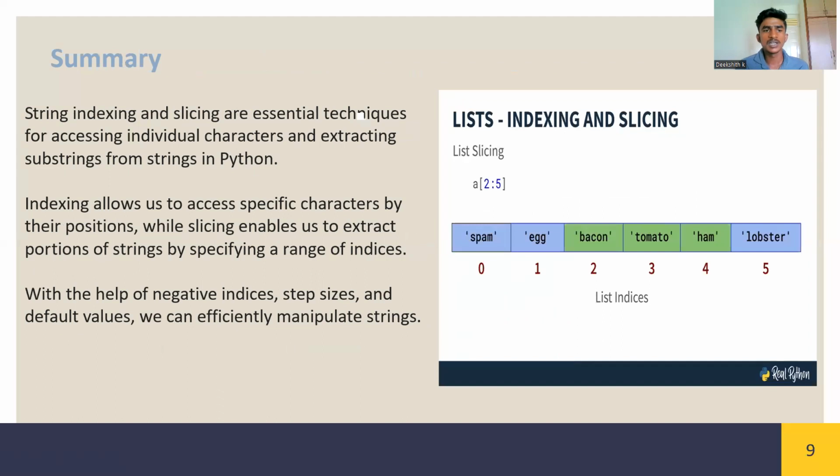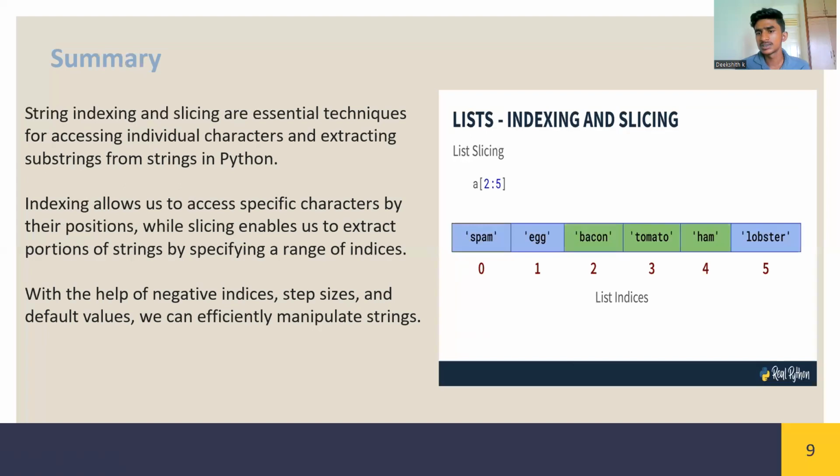Summary. String indexing and slicing are essential techniques for accessing individual characters and extracting substrings from strings in Python. Indexing allows us to access specific characters by their position, while slicing enables us to extract a portion of a string by specifying a range of indexes. With the help of negative indices, step sizes, and default values, we can efficiently manipulate strings.